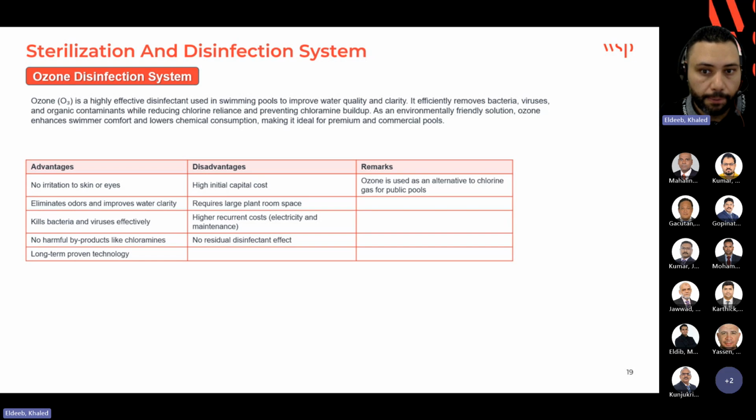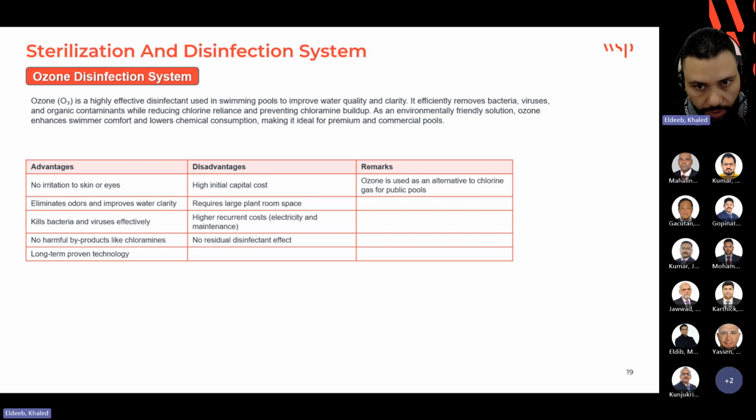Okay. So what is ozone disinfection? Ozone is a powerful oxidizing agent. We use it as an alternative or supplement to traditional chlorine disinfection in swimming pools. It is a gas composed of three oxygen atoms. That's why the symbol is O3. It is known for its ability to kill bacteria, viruses, algae, and other organic contaminants more effectively than chlorine alone.